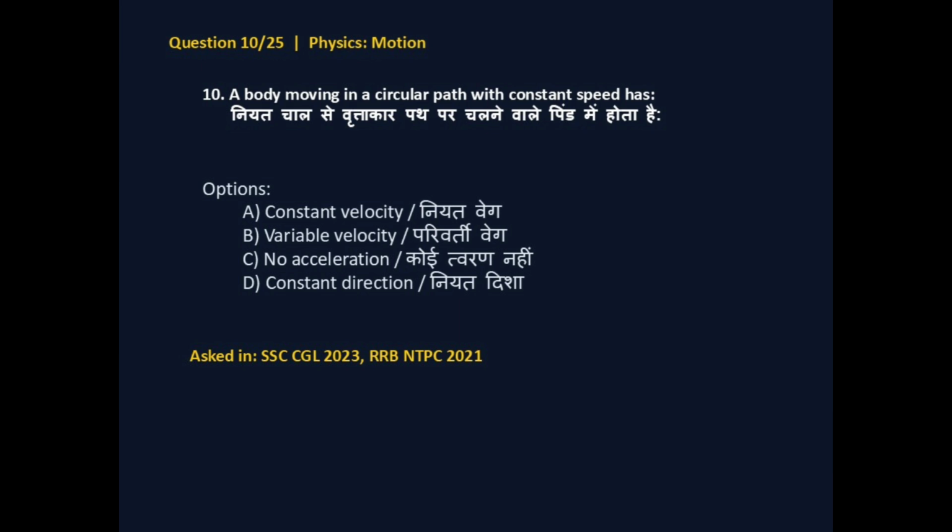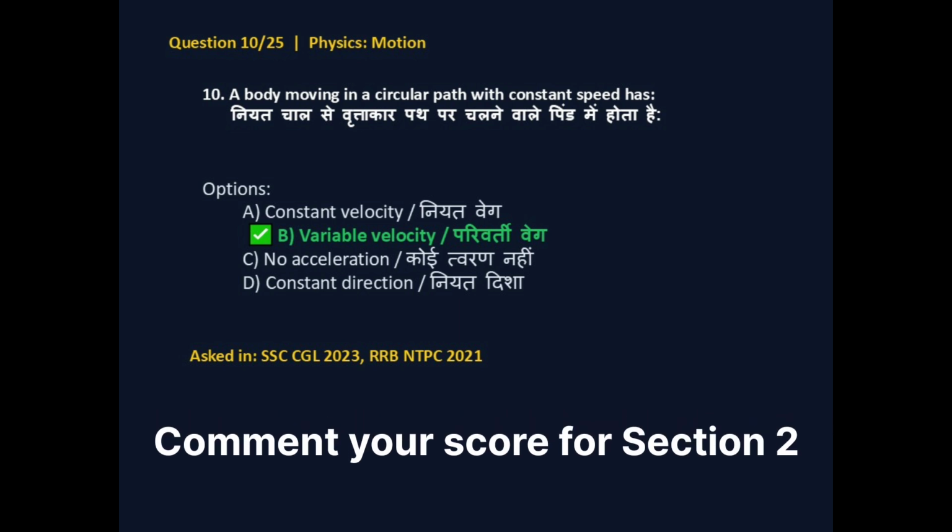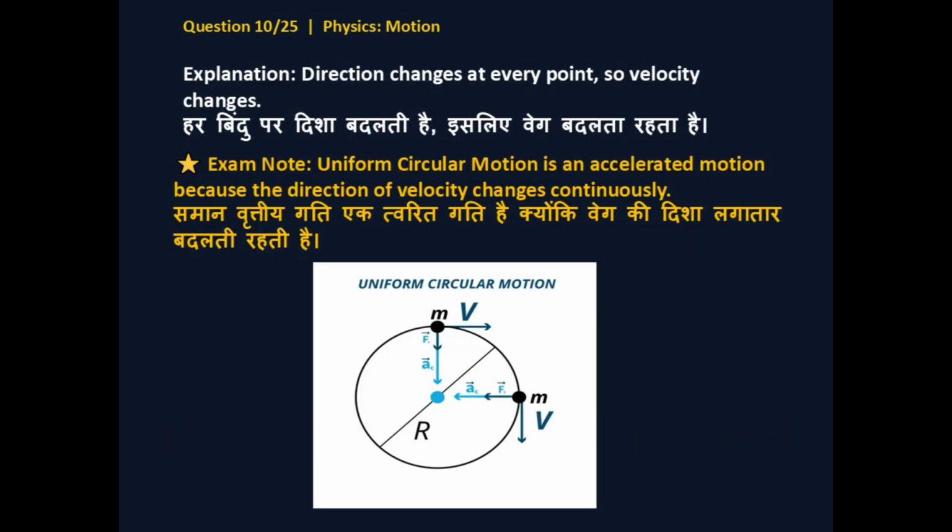Number 10. A body moving in circular path with constant speed has. Here the correct answer is option B, variable velocity, because the direction changes at every point, so velocity also changes. So here comes an exam note. Uniform circular motion is an accelerated motion because the direction of velocity changes continuously.